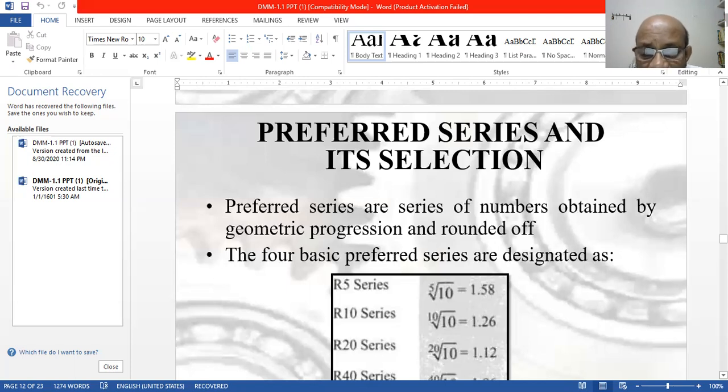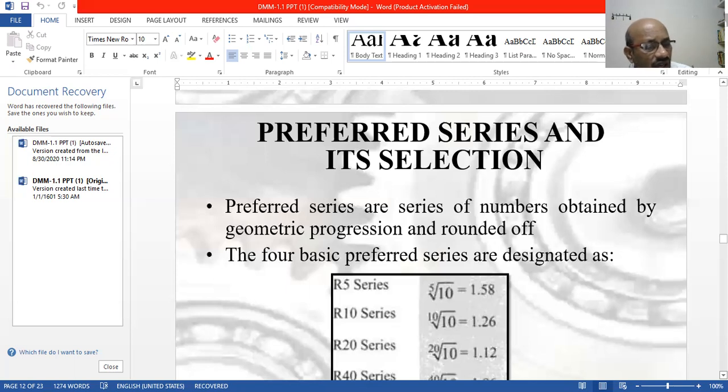Another series is the R10 series, that is the 10th root of 10. Another series is the 20th root of 10. Another is the 40th root of 10, which is called the R40 series. The one above is called the R20 series.